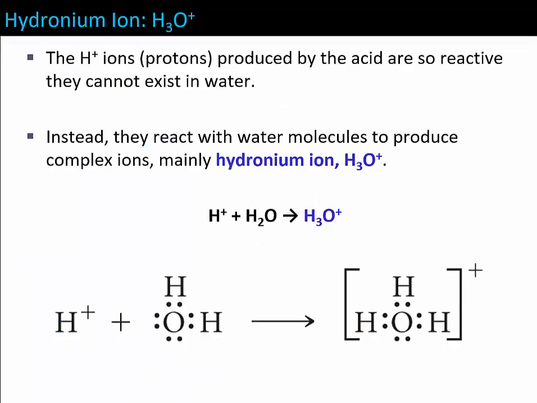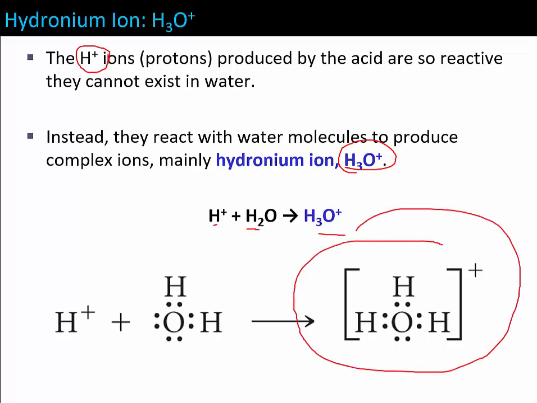Our H plus ions, or protons, produced by the acid, are so reactive that they can't actually exist in water. We're going to say H plus, right? Just because it's easier for us to write it out rather than H3O plus. So instead, they're going to react with water molecules to produce complex ions, mainly the hydronium ion. So hydronium is H3O plus. If you take an H plus and you stick it onto some water, you're going to end up with H3O plus, and that's what the Lewis structure for this looks like.